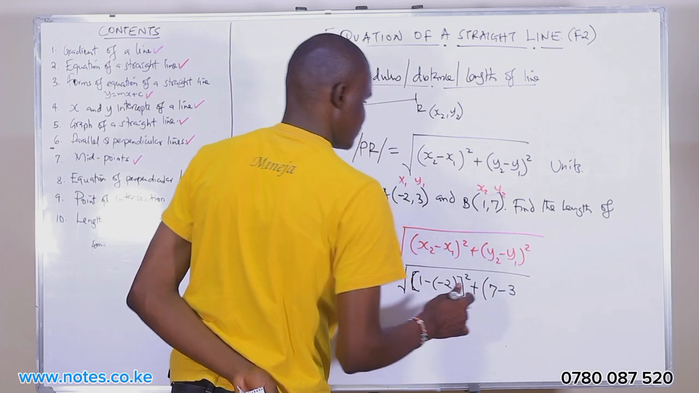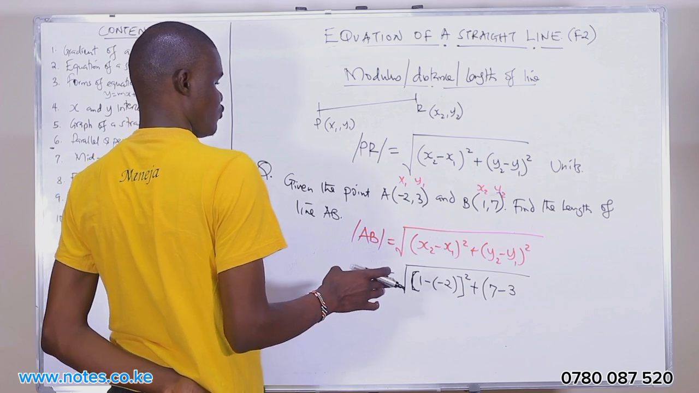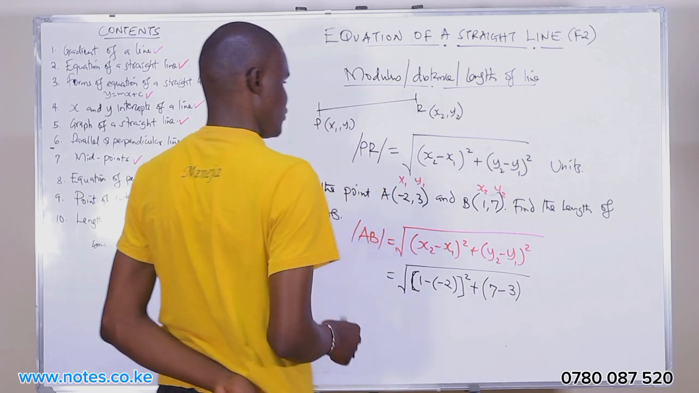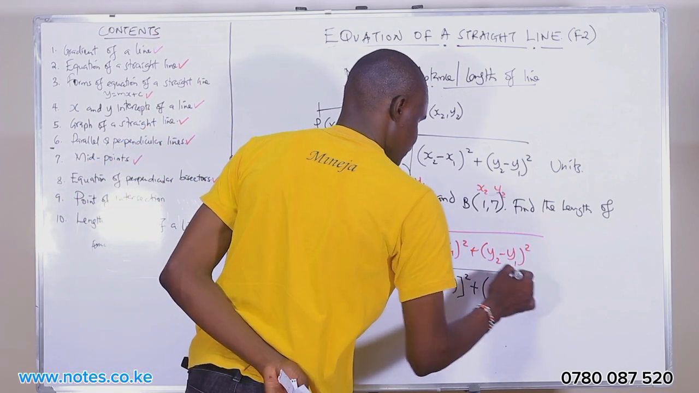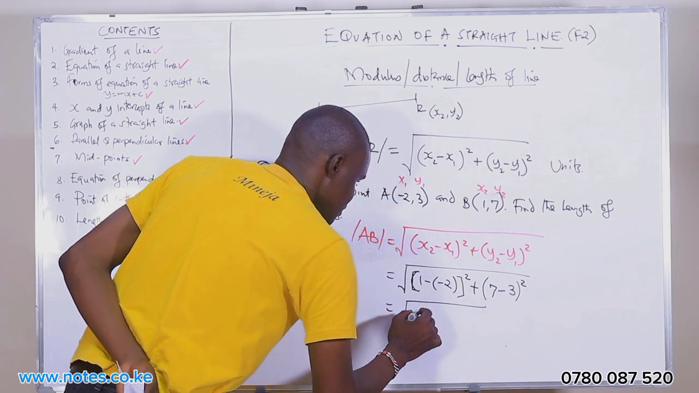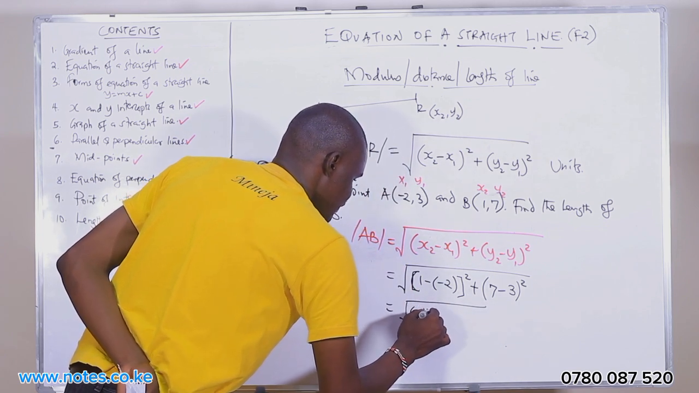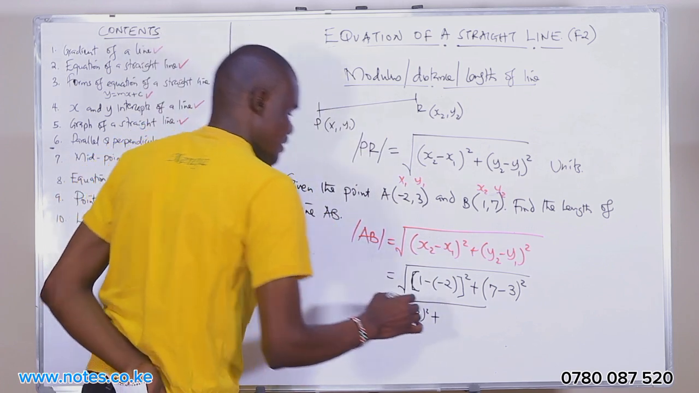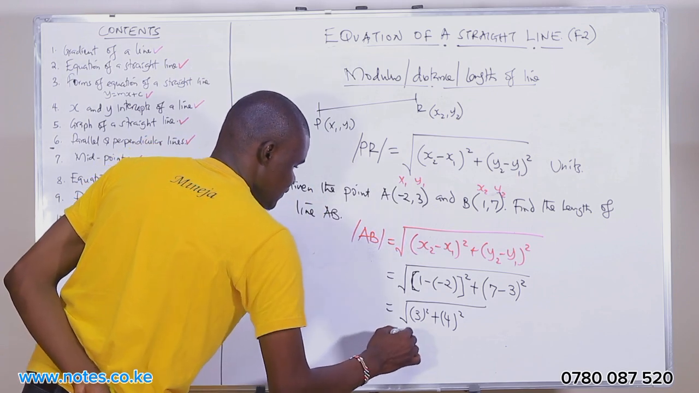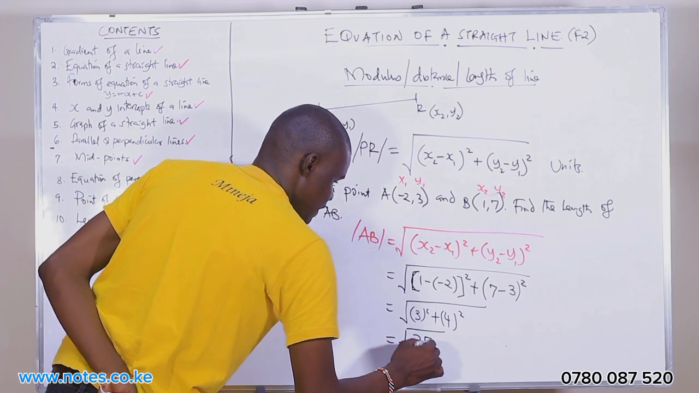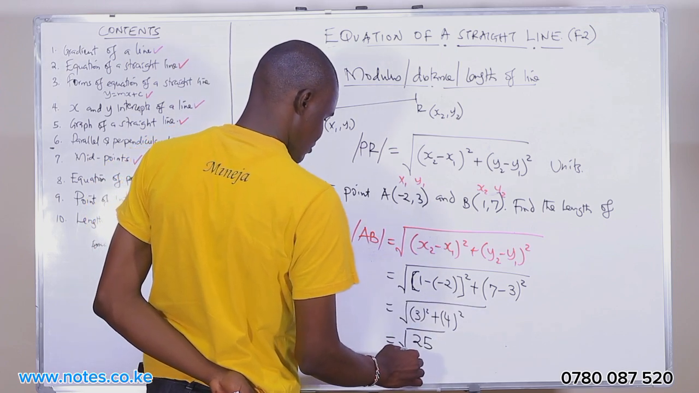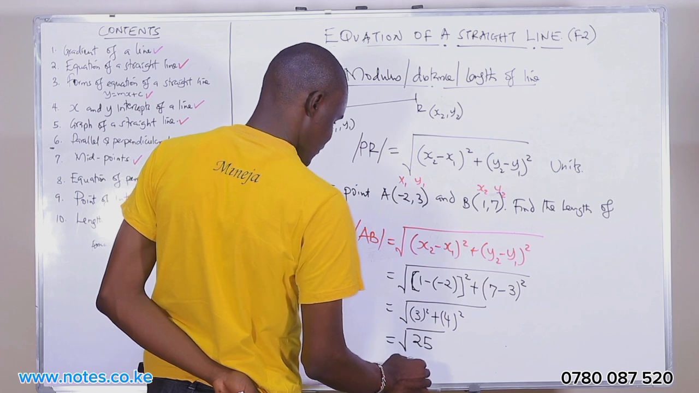So this will give you the root of 3 squared plus 4 squared, so that is root 25, because this is like 9 plus 16. So your modulus there will be 5 units.